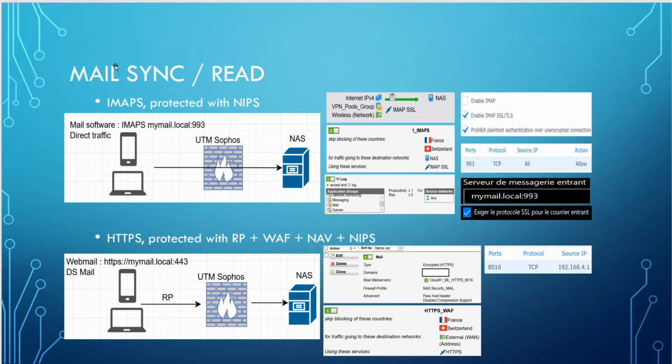I'm going to apply a web application firewall rule, which will block XSS attacks, SQL-based attacks, command-based attacks, Trojans, etc. And again, only France and Switzerland can connect to the reverse proxy. And for the Synology firewall, I'm only stating that the reverse proxy is able to connect to the Synology application port.